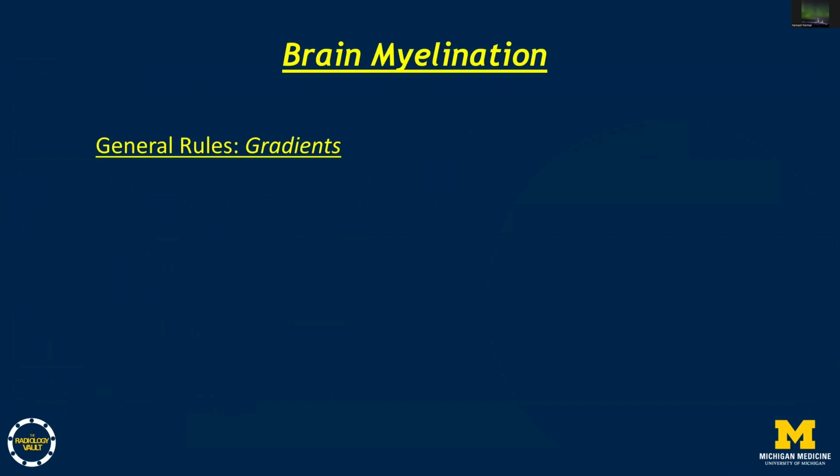Now, when we talk about brain myelination, we have to remember that this is a process of brain development which is happening after the birth. And this process takes place in the first couple of years actually. And this process is not random. There is a very clear direction, or what we call gradients, in which myelination proceeds.